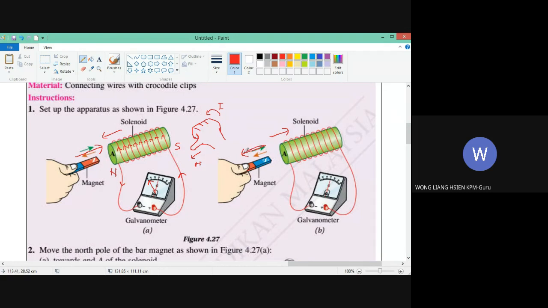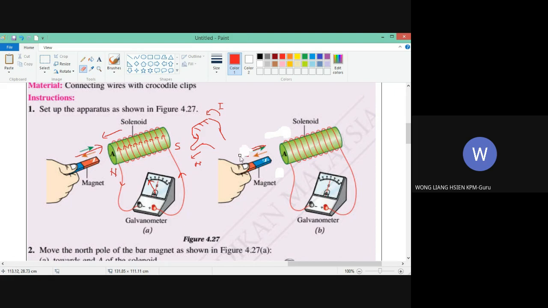If this one we pull out, then the opposing force wants to pull in the magnet. So that means this one is south, then this side must be north. Also, you see in the diagram, this one will change. This one becomes south. If you want to pull out, this one must be north also.